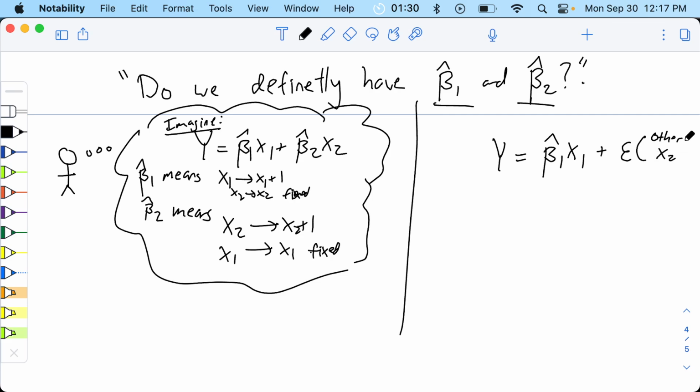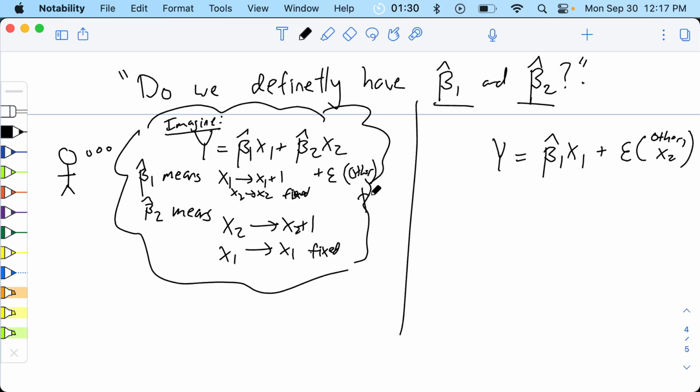This epsilon depends on other stuff and x2. This epsilon depends only on the other stuff. So the difference between these two models is that the irreducible error here depends on x2, and the irreducible error over here is all the stuff other than x1 and x2.